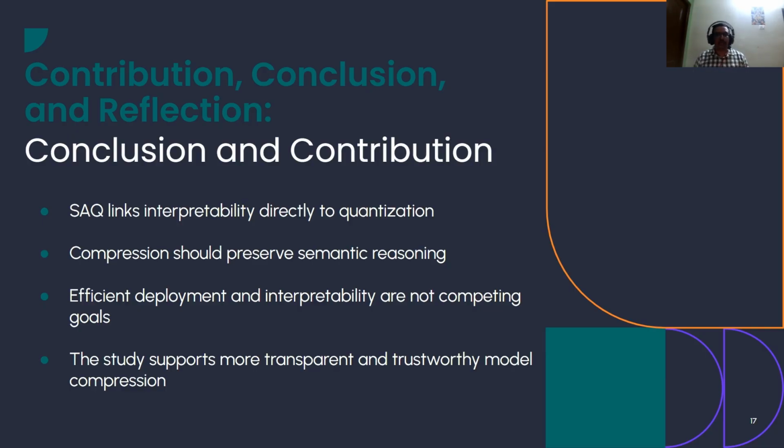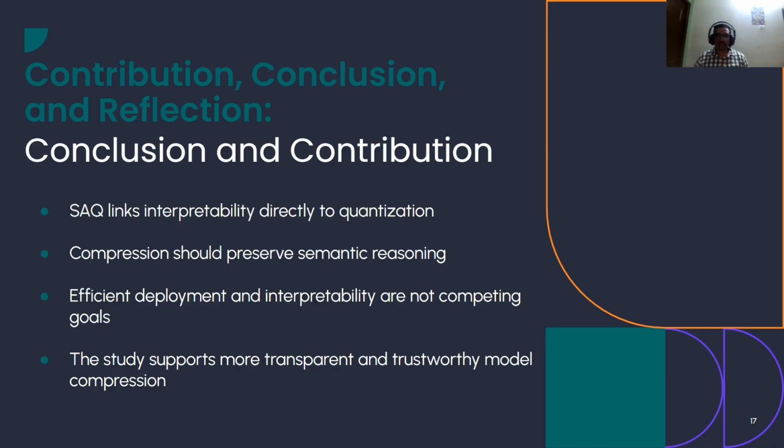More importantly, this work highlights that efficiency and interpretability are not contradictory goals. In fact, interpretability can actually guide better compression decisions. So one key takeaway from this project is that compression should not be judged only by how much we reduce, but by whether we are preserving what truly matters to the model.